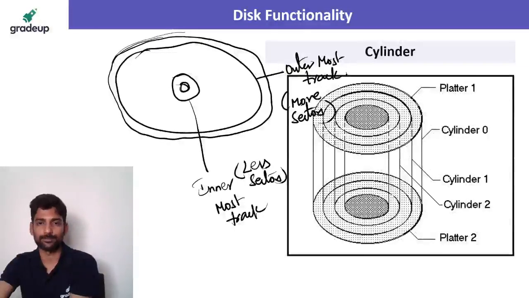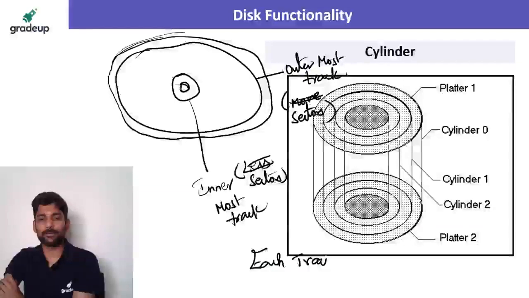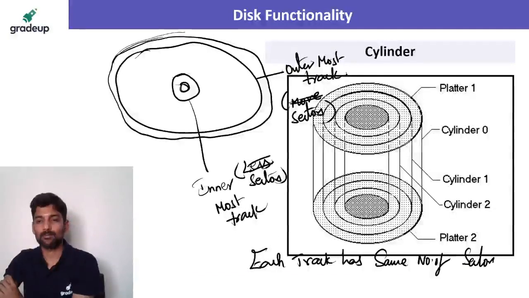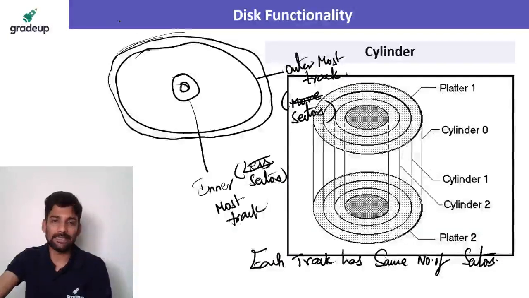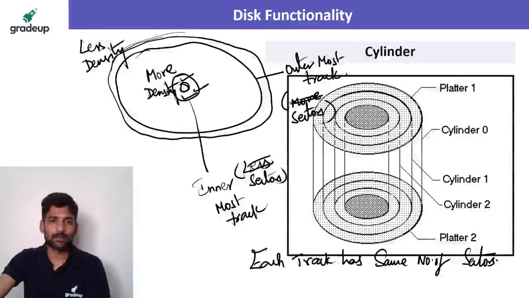But this is wrong. Every track will have an equal number of sectors. Each track has the same number of sectors. How is that possible? Yes, that is possible with density. So we will have more density for the innermost track and less density for the outermost track. So if you keep 4 sectors in the innermost track, even in the outermost track you will keep only 4 sectors.